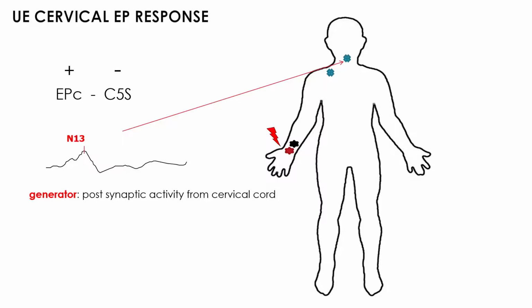The generator of the N13 response, or the cervical response, is postsynaptic activity from the cervical cord. This is an example of what the N13 looks like. We stimulate at the wrist. We record through the brachial plexus up into the cervical spine. That response is being generated by the cervical spine where we have that C5 electrode placed.